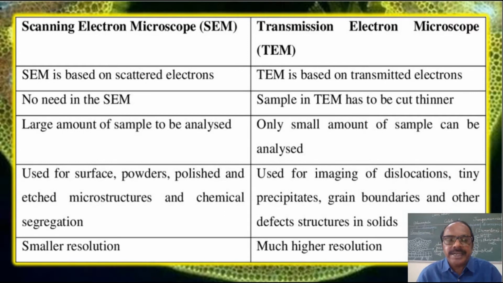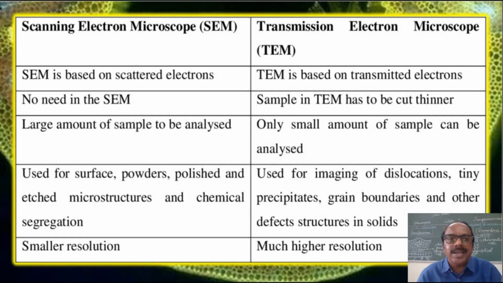Basically, there are three types of electron microscope: scanning electron microscope, transmission electron microscope. The third one is a recent one called cryo-electron microscope. Let us only look into scanning electron microscope and transmission electron microscope.